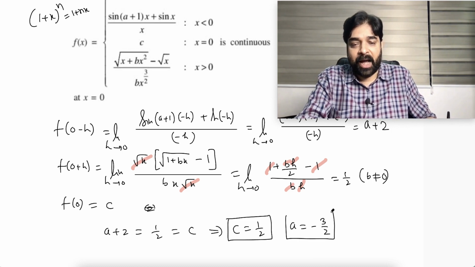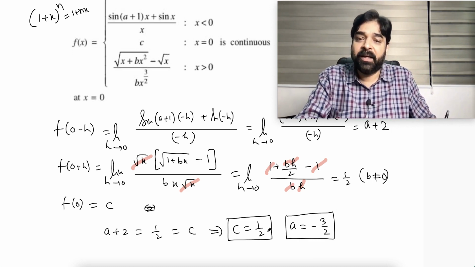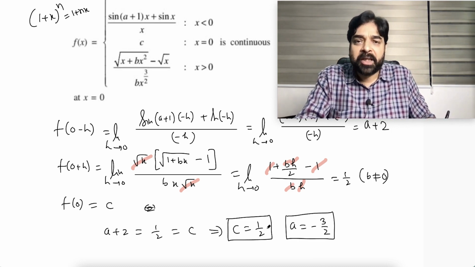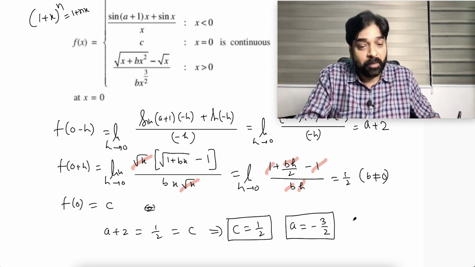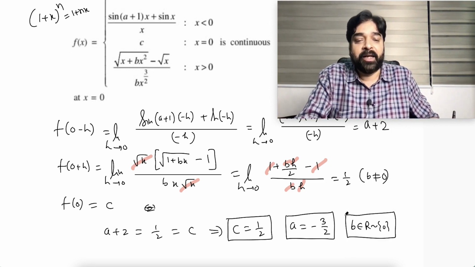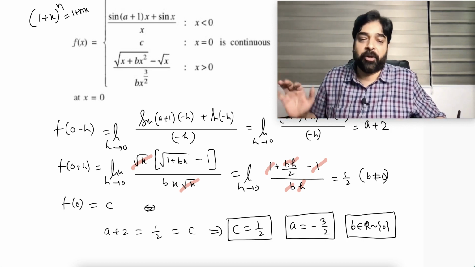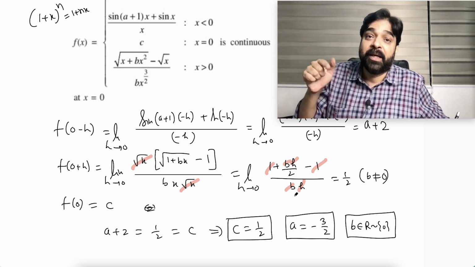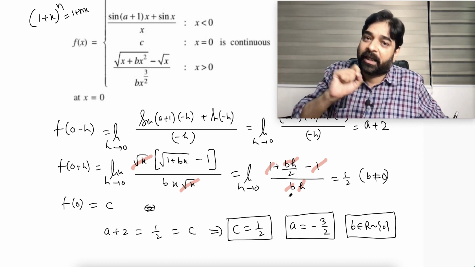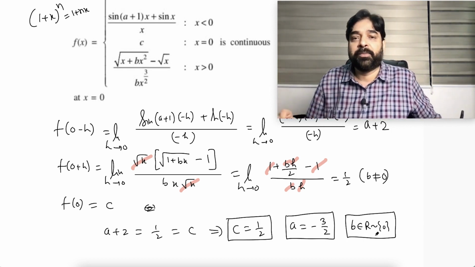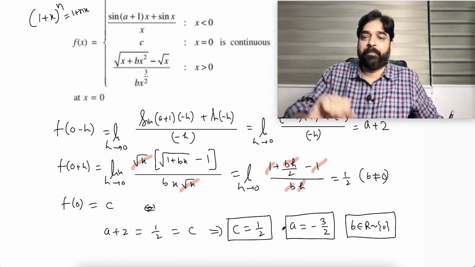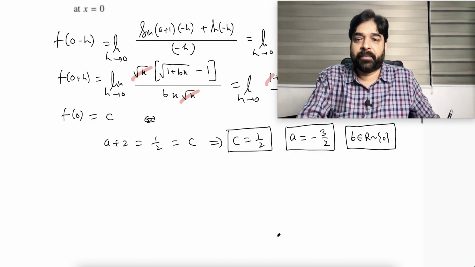I got a, I got c, but b is not found. Means b can be anything, doesn't matter, because b is getting cancelled. So we'll say b belongs to real numbers except 0. Don't forget this line: except 0. 0 cannot be included because you cancel the b. If anything is cancelled, that cannot be 0. In the final answer, you have to remove that 0. Am I right? Now next.